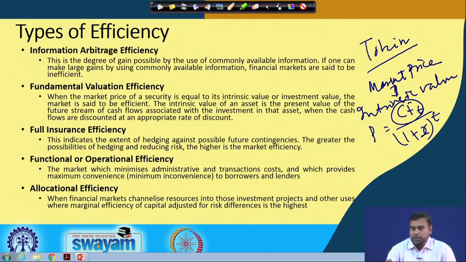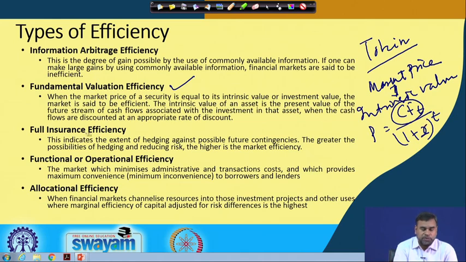So, then we can say the particular market is fundamentally efficient. If that does not prevail, then we can say the market is not efficient from the fundamental point of view. So, therefore, the intrinsic value of an asset is the present value of the future stream of the cash flow, that is what basically I have shown you here.